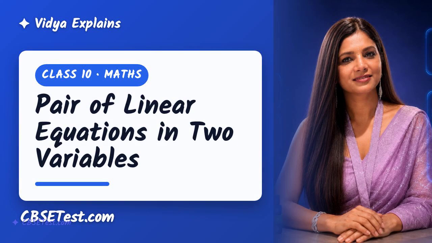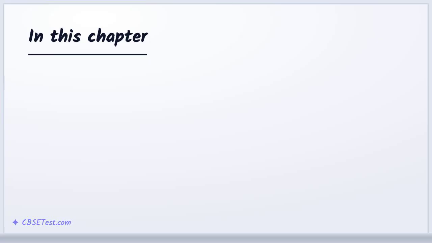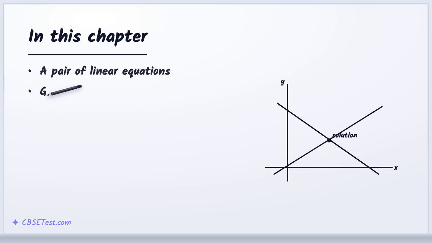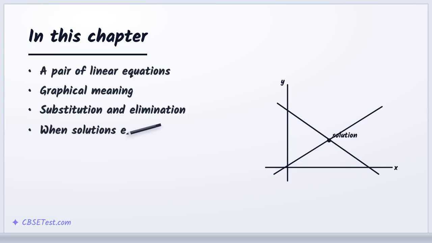Let's learn pair of linear equations in two variables together, step by step. Here we solve two linear equations together. We'll see what the solution means on a graph, learn the substitution and elimination methods, and find out when a pair has one solution, none, or infinitely many.